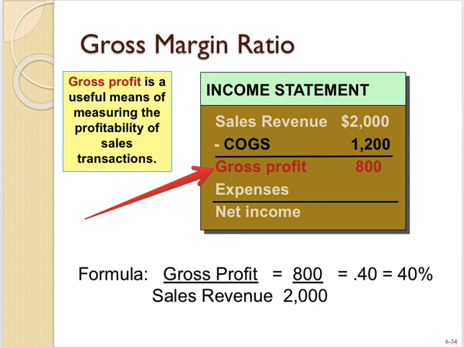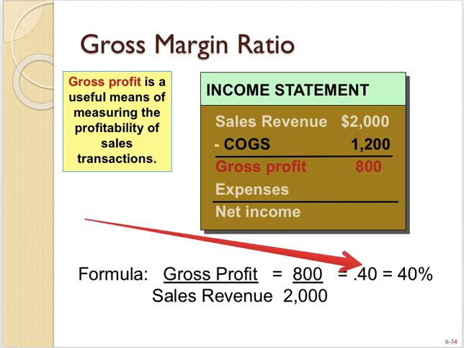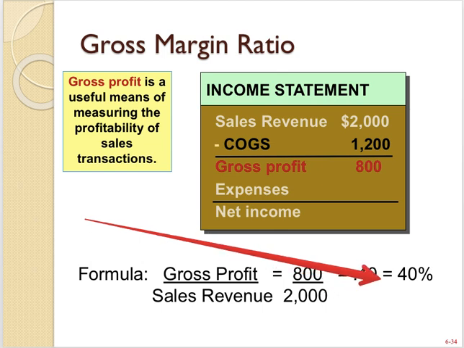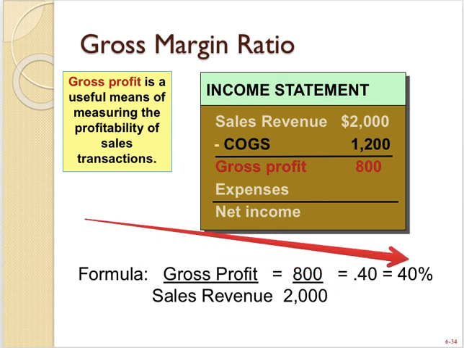So the formula for gross margin is you take gross profit divided by sales revenue. In this case, our gross profit is $800, right? And our sales revenue was $2,000. And if you do the math on that, it comes out to 0.40. And if you convert the decimal to a percentage, because usually gross margin ratio is expressed as a percentage, we bump the decimal 2 places over, and that comes out to 40%.